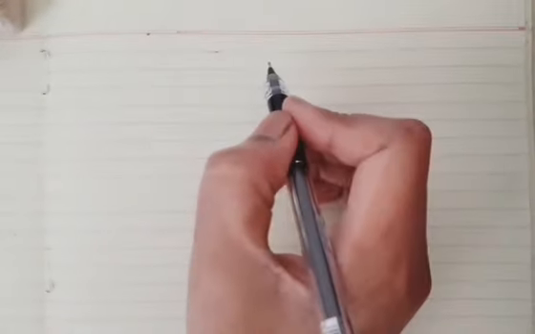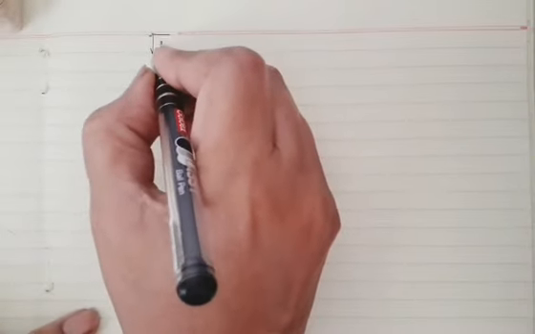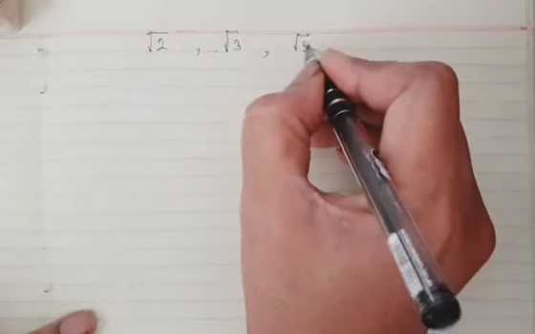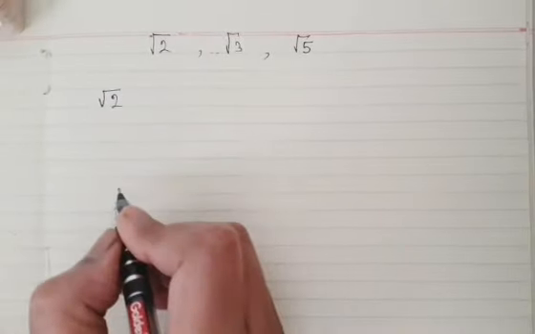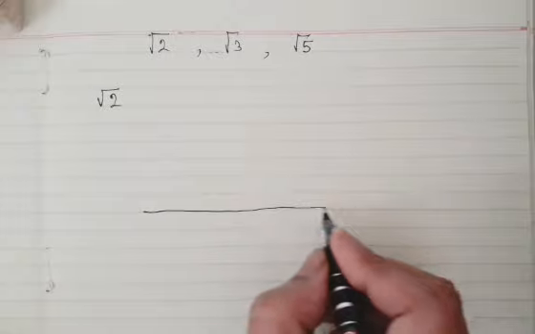Hello children. In this video let us discuss how to represent irrational numbers on the number line. Basically, let us learn how to represent root 2, root 3, root 5. First I am showing how to represent root 2 on the number line. For that, you first of all draw the number line.